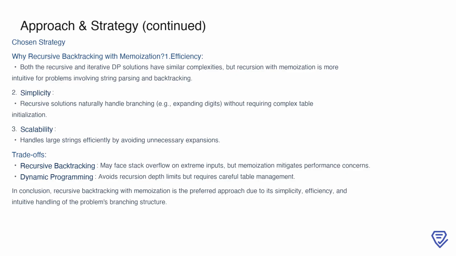There are trade-offs to consider. Recursive backtracking may encounter stack overflow issues for extremely large inputs, but this is mitigated by the efficiency of memoization. Dynamic programming, on the other hand, avoids recursion depth problems but requires careful management of the DP table, which can be cumbersome. In conclusion, recursive backtracking with memoization strikes the right balance between simplicity, efficiency, and scalability, making it the preferred strategy for this problem.